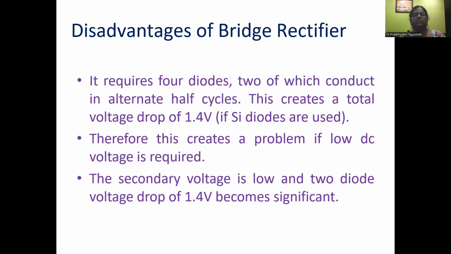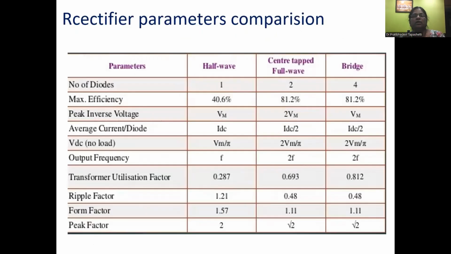What are the disadvantages? It requires 4 diodes. Definitely, the hardware requirement is more. Two diodes conduct in alternating cycles. This creates a total voltage drop of 1.4 volts if silicon diodes are used. Therefore, this creates a problem if a low DC voltage is required. The secondary voltage is low and the 2-diode voltage drop of 1.4 volts becomes significant. Also, if power dissipation or heat generation is considered, this is going to be a drawback.